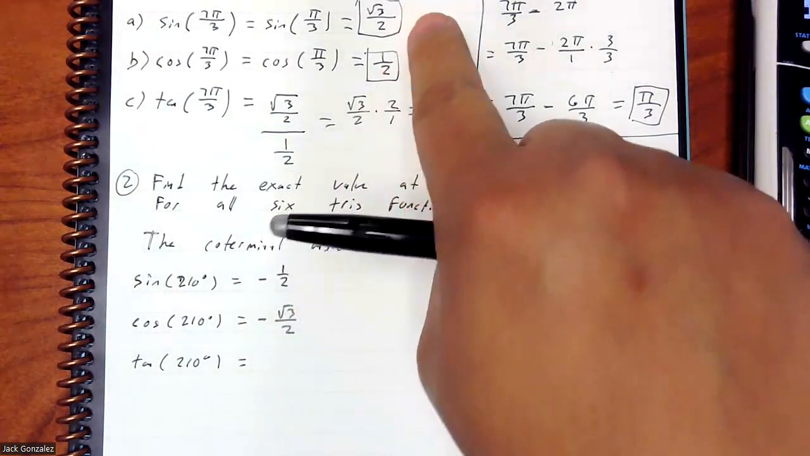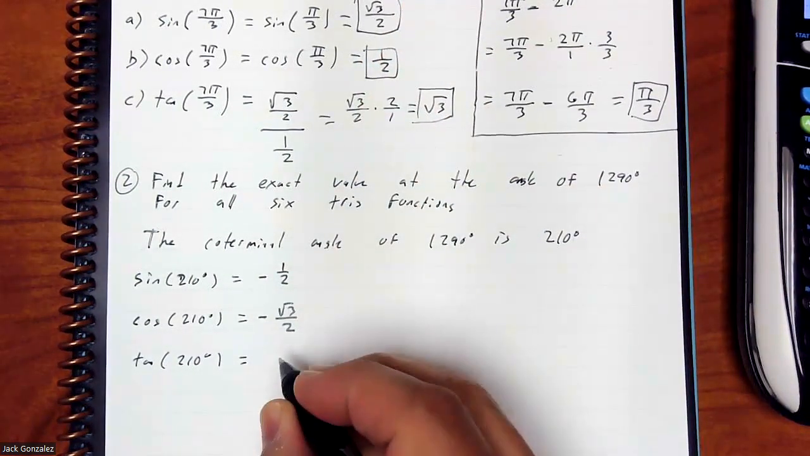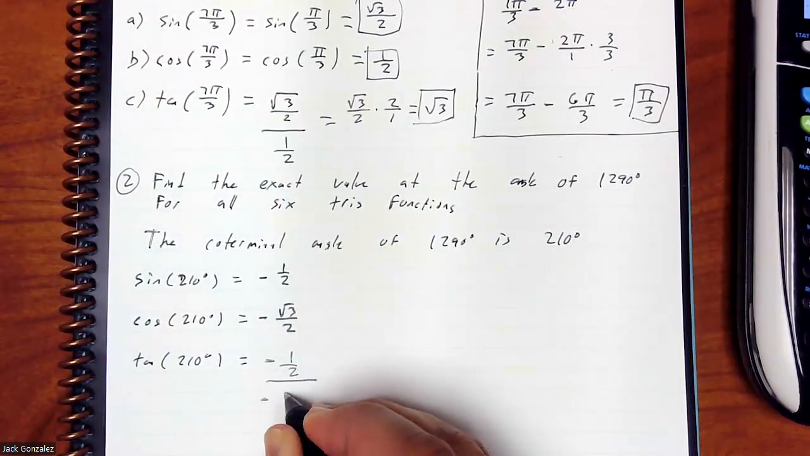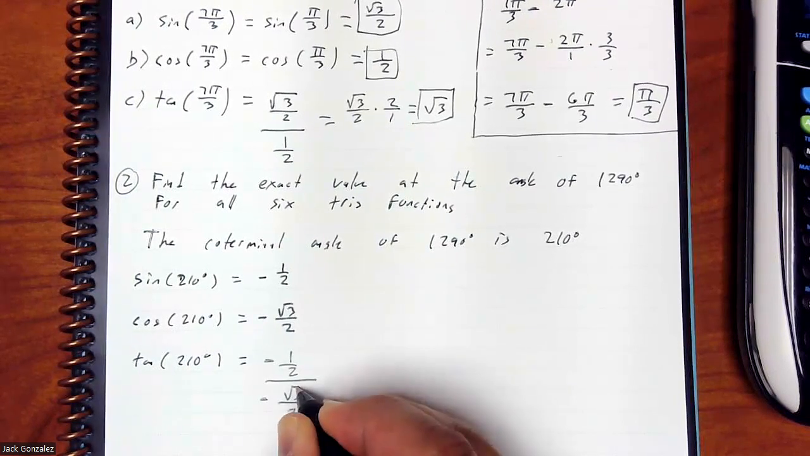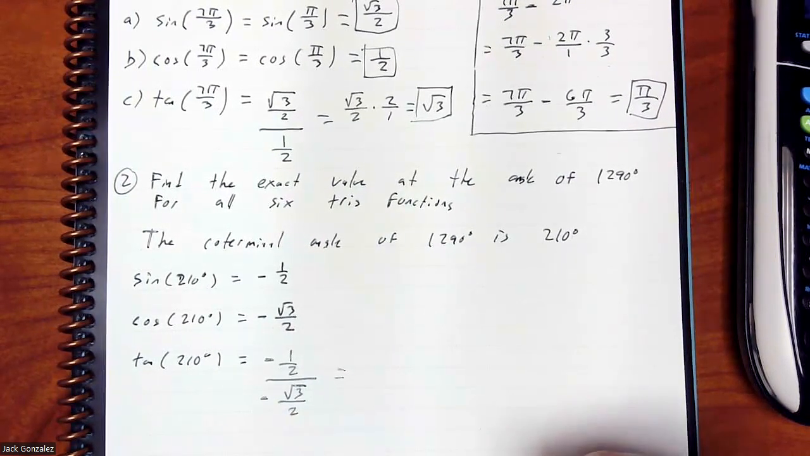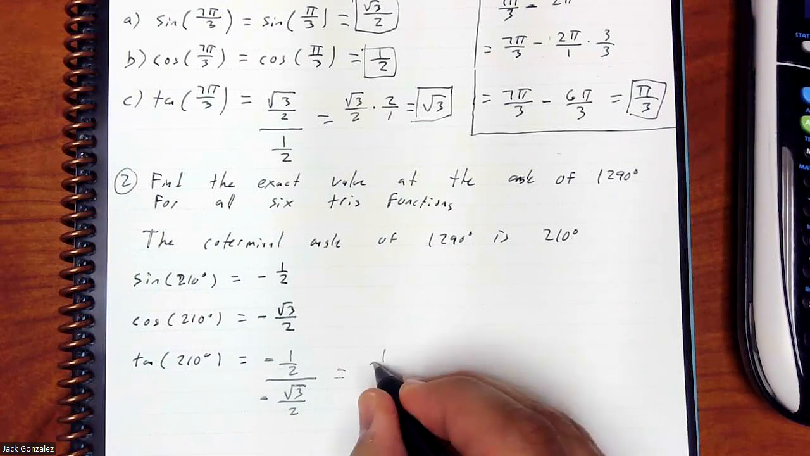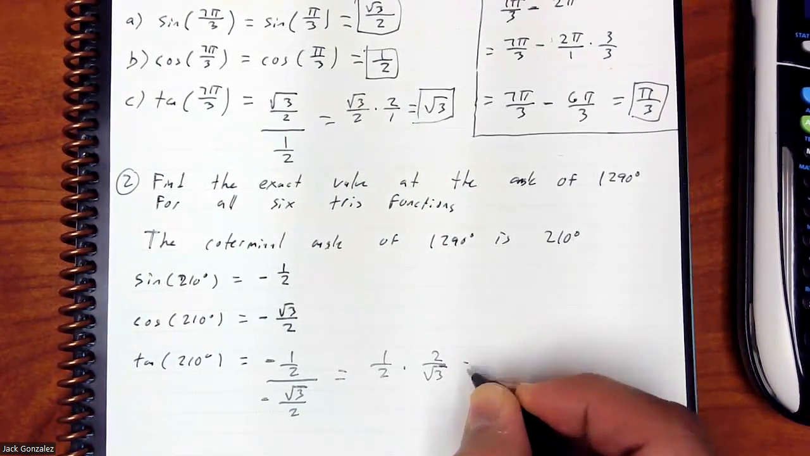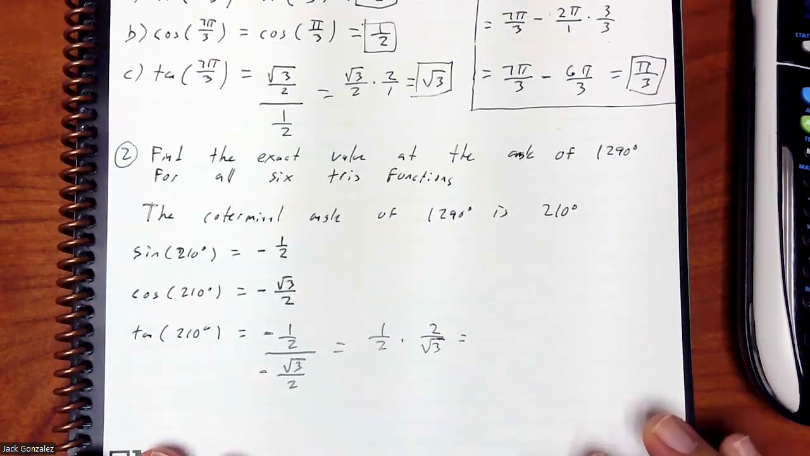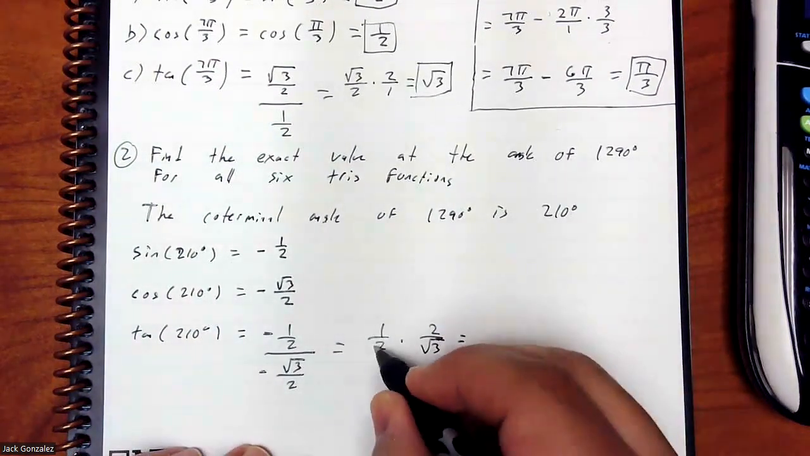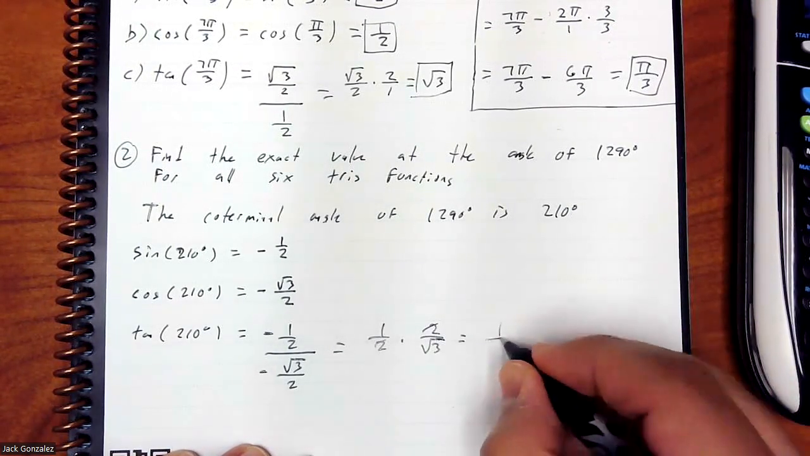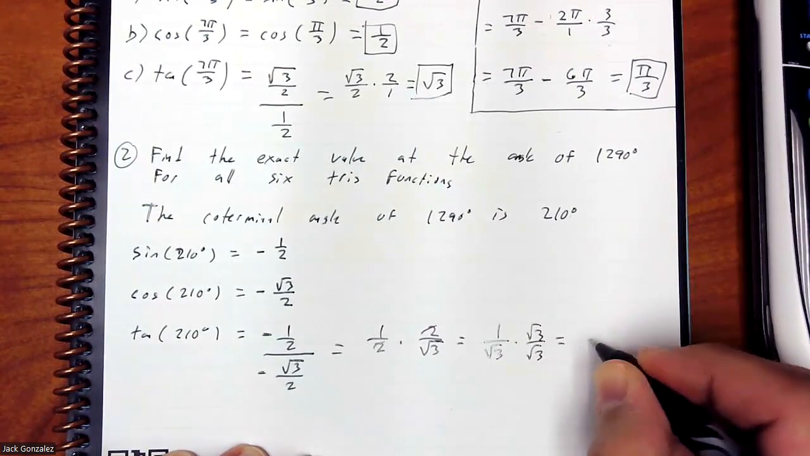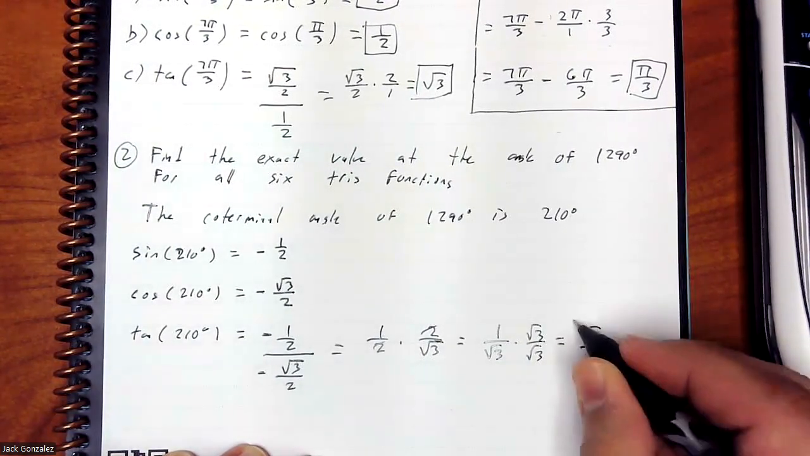So go ahead and do the same thing we did up here. So -1/2 divided by -√3/2. So negative is gone. You're going to get 1/2 times 2/√3. These cancel. So this will be 1/√3. Rationalize. That'll give us √3/3.